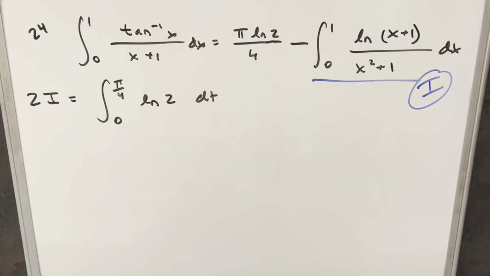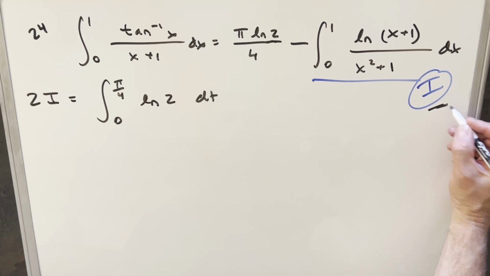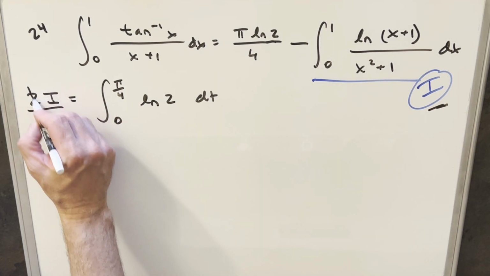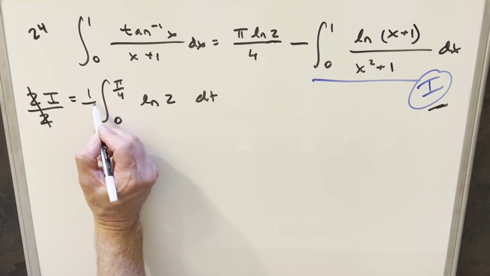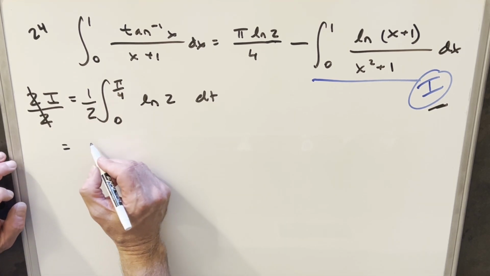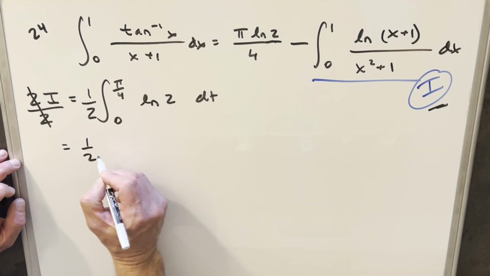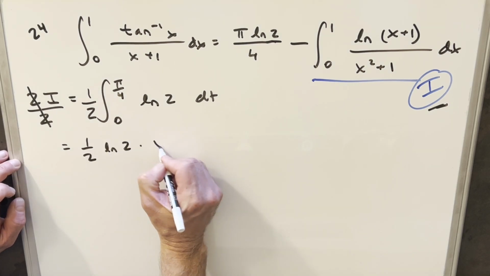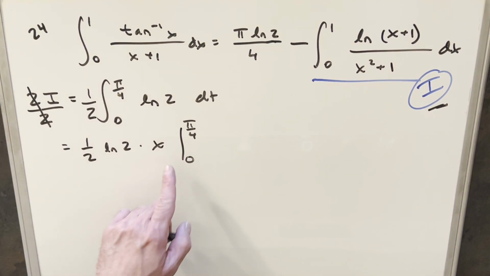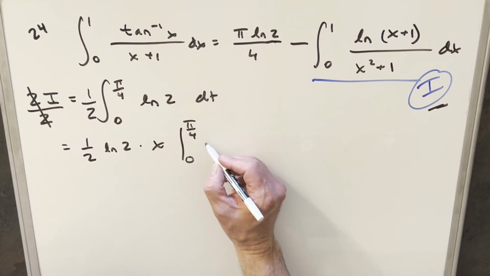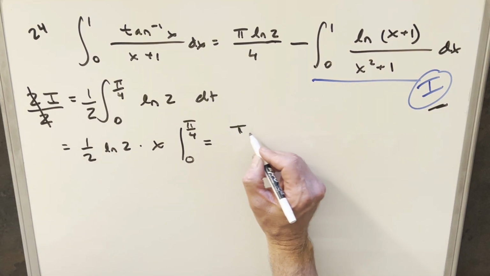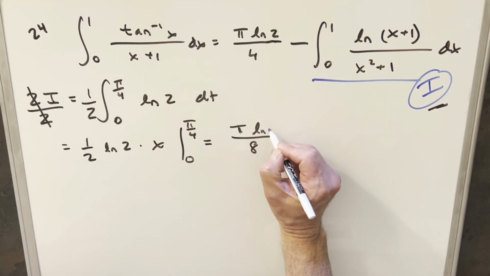Okay, now from here what we need to finish it, we just need our I value here. So what I can do to isolate that is let's just divide by 2 on both sides, cancels here. I'll write this as a 1/2 in front right here. We can go ahead and integrate this. This is just going to be 1/2 natural log 2 times x evaluated from 0 to pi over 4. Evaluating at 0 is going to be 0, so we just need to plug in pi over 4 times 1/2. This is going to give me pi over 8 times ln 2.